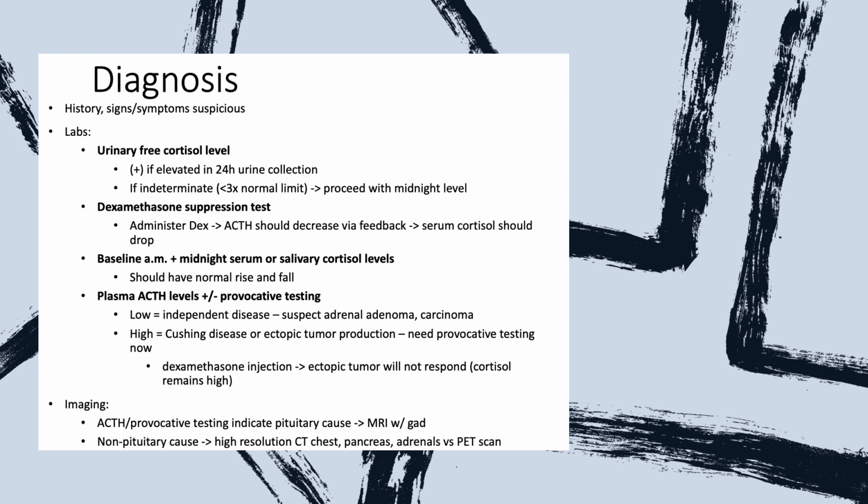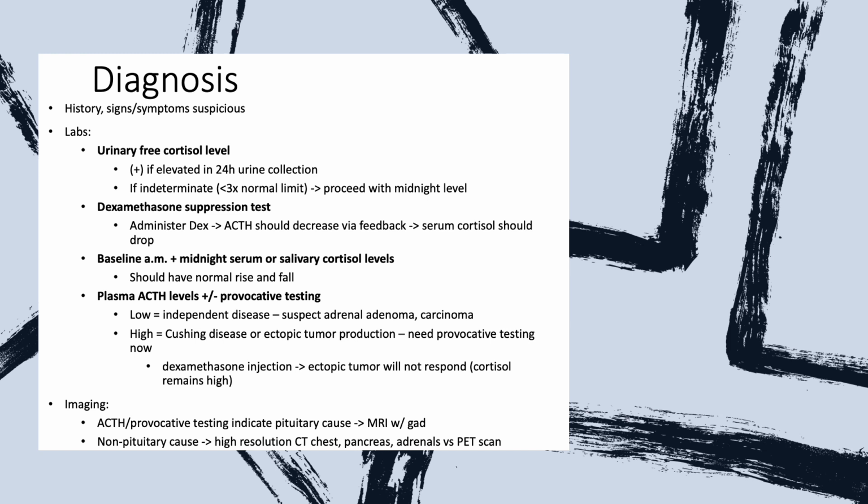The other thing that we can do is a dexamethasone suppression test. So we give dexamethasone. ACTH should decrease if we have a normal feedback mechanism, a normal pituitary-adrenal axis, and so then we should repeat a serum cortisol and we should see a drop in that, right?